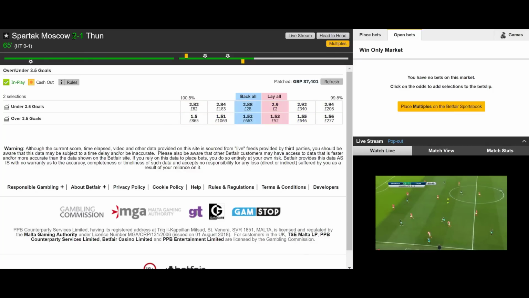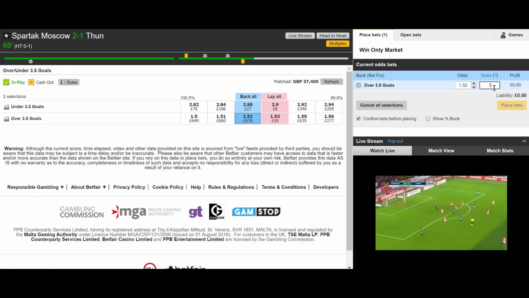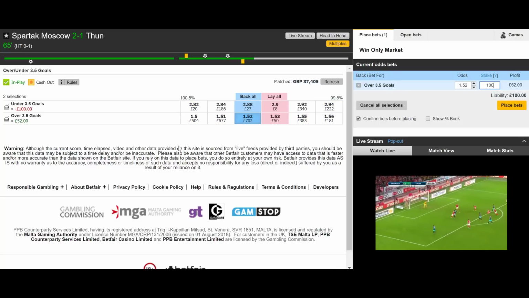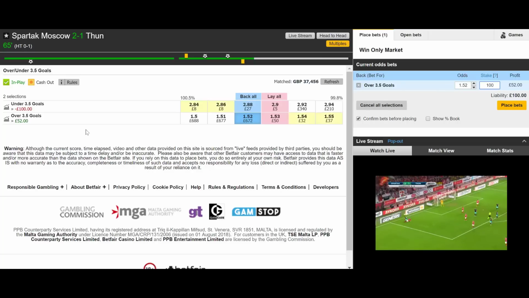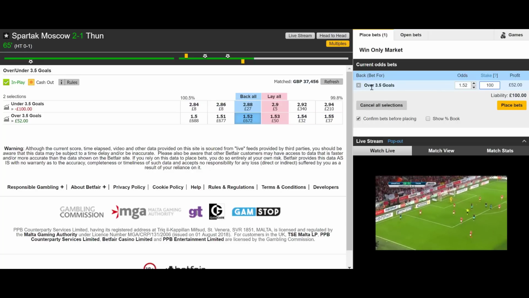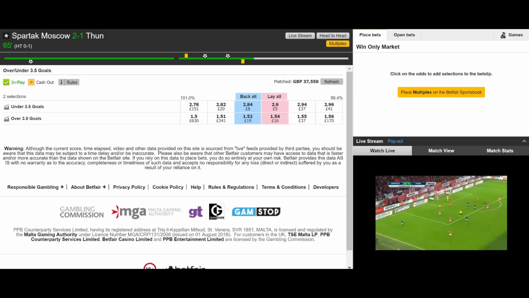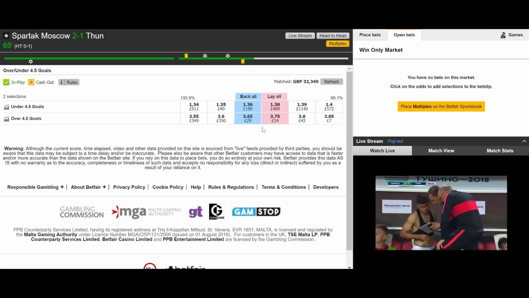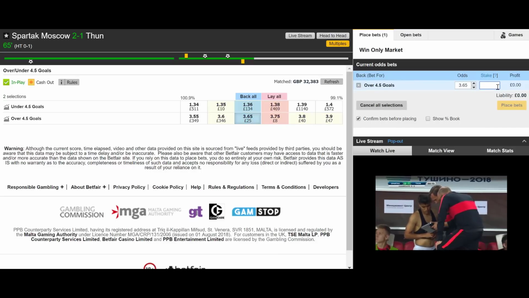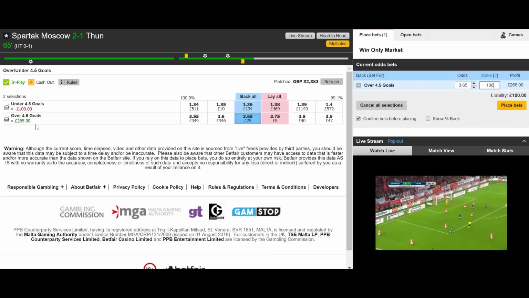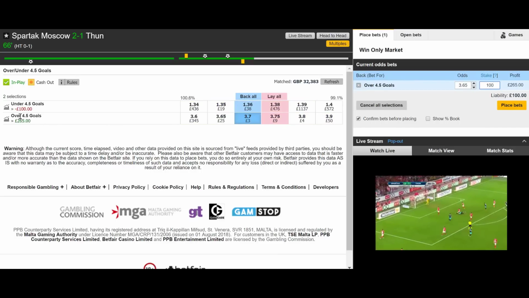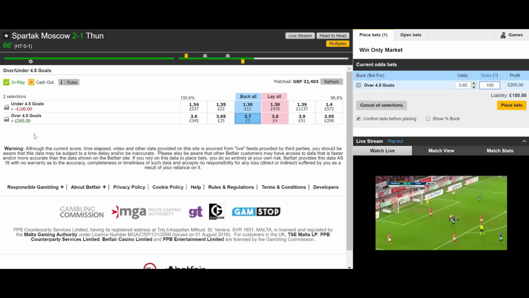Now, this is Spartak Moscow. They're leading 2-1, so we've already had 3 goals in this match. So the next possible goal market could be the over 3.5, okay? So a £100 stake just backing over 3.5, which would be pretty much just a bet. You couldn't trade out when this happens. But it gives you £52 of profit potential, all right? So if you look at the over 4.5 market and then back that, the same £100 stake gives you £265 of profit potential.